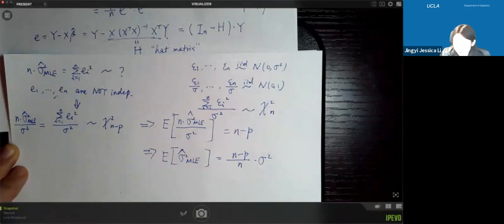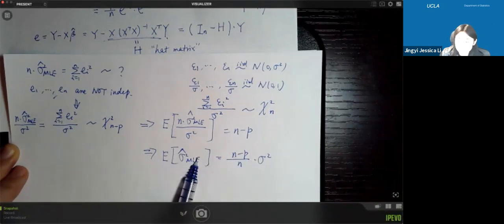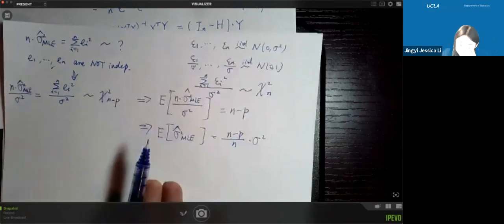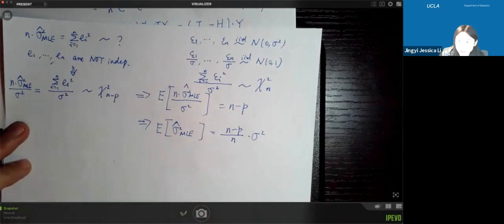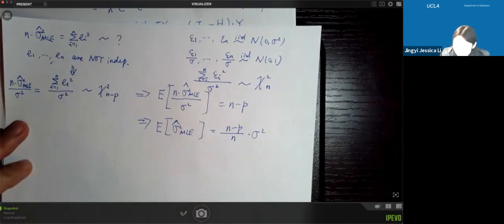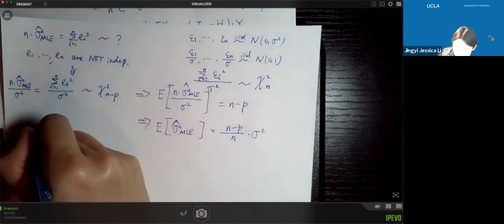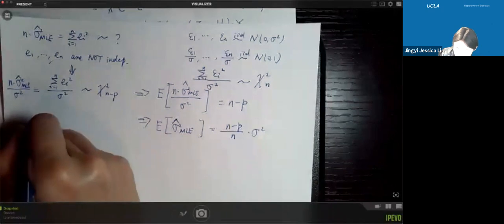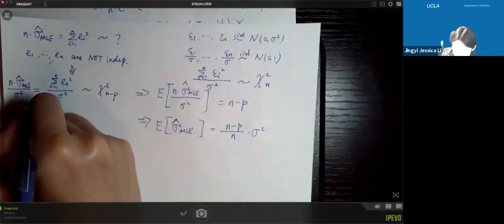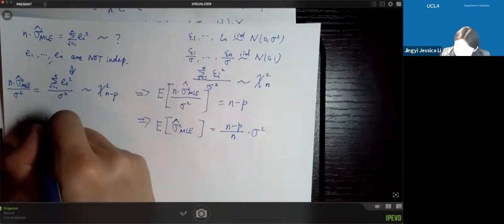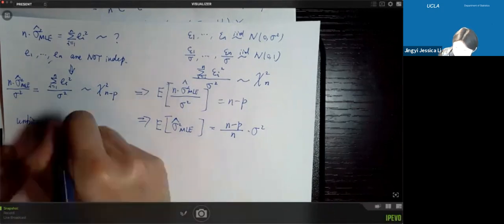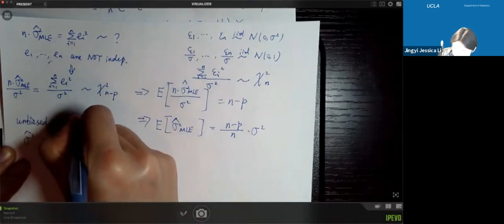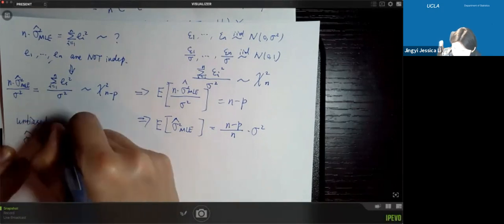Then how do we correct the bias? The very obvious way is to multiply n over n minus P to this side, and we're done. So that bias correction is very similar to the sample variance you are familiar with, or the one you learned from the undergraduate class or R100B here. So here we propose an unbiased estimator. We're going to call this the sigma square hat. The unbiased estimator would be just n times sigma square hat MLE divided by n minus P.